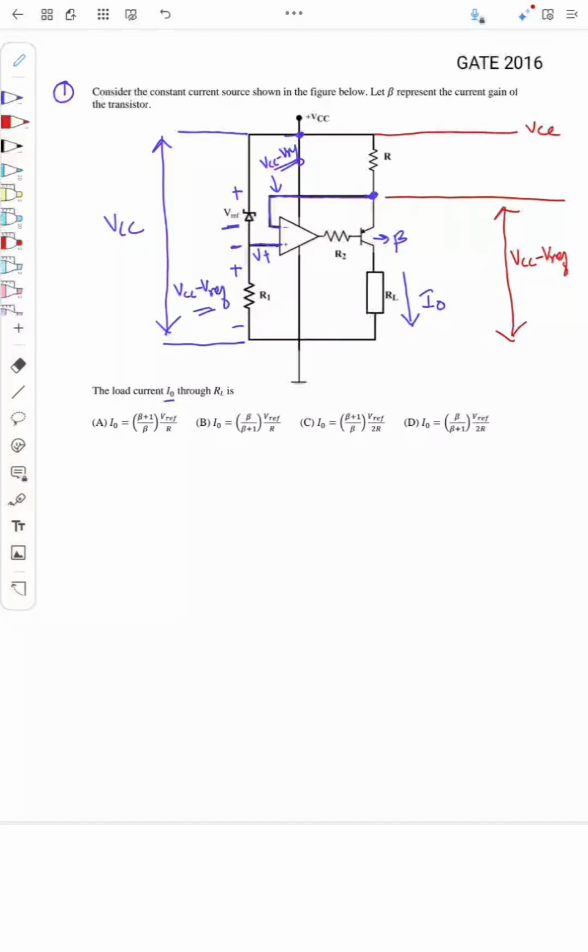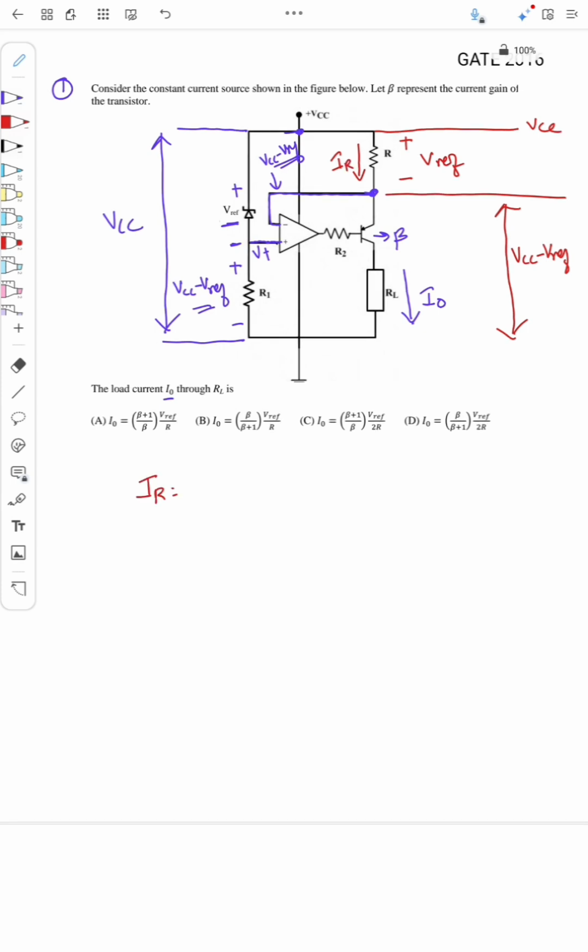So if this voltage is VCC minus Vref, again if you see, this node is actually VCC. So what is the voltage across resistor R? This is VCC minus Vref, right? So here the voltage will be equal to Vref itself. So there is a voltage drop of Vref across the resistance R. So what is the current, I will call it IR, across the resistance? IR will be equal to Vref, that is the voltage across the resistor R, divided by the resistance R. So this is the current through the resistance.